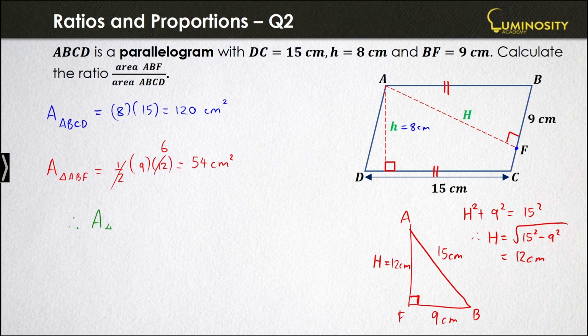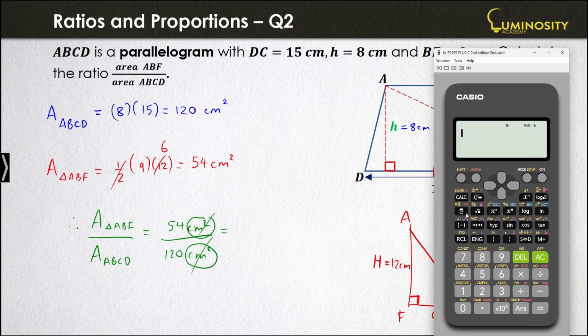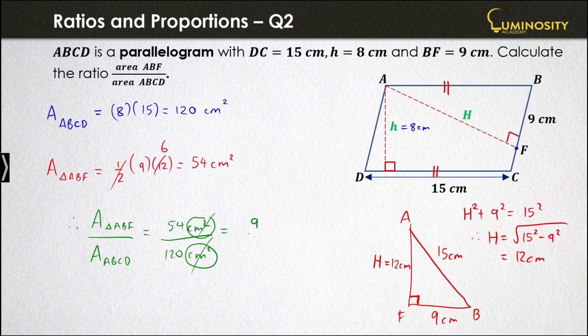the ratio of the area of triangle ABF to the area of parallelogram ABCD is given as 54 centimeters squared divided by 120 centimeters squared. You can see it makes sense to compare these two because they have the same unit of measurement, centimeters squared. That means we can divide the units out because they're the same, and we just compare the magnitudes. So 54 divided by 120 gives me, in simplified form, 9/20. Therefore the ratio of the area of triangle ABF to the area of parallelogram ABCD is 9/20.